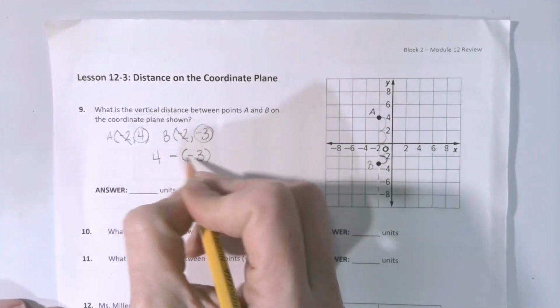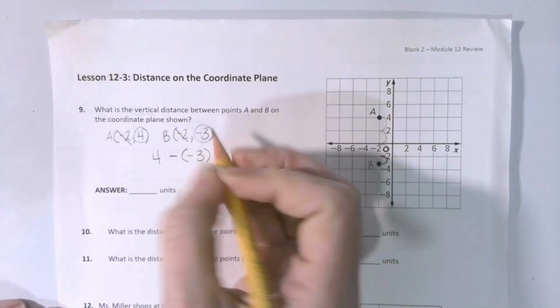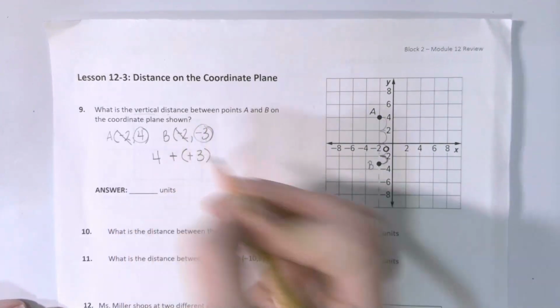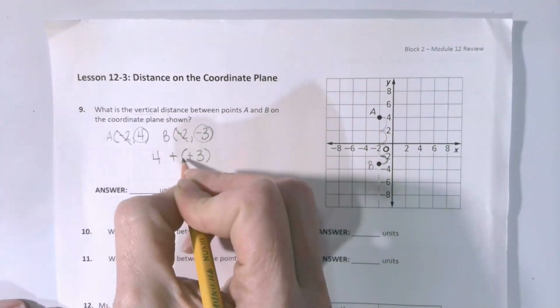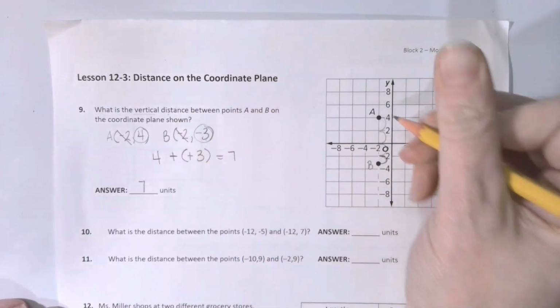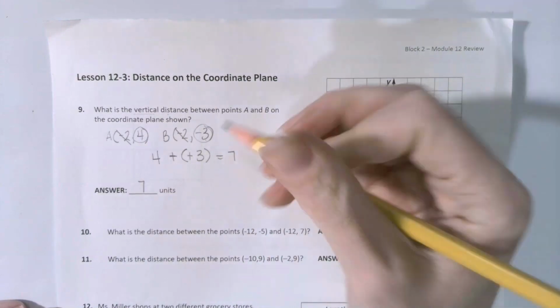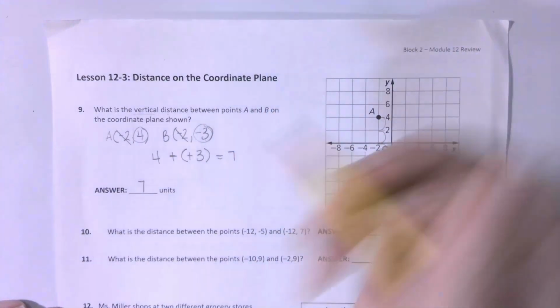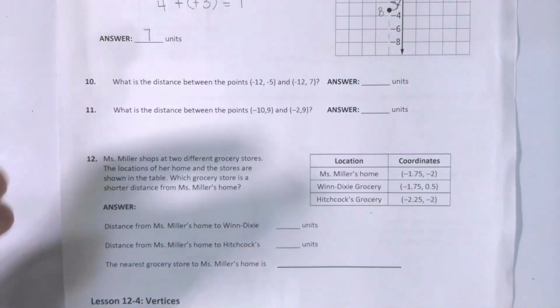And what happens when we subtract a negative? It's the same thing as adding the opposite. So this is really 4 plus 3, which is 7. That's the exact same answer that we got by counting on the grid. But it's safer this way, okay? Now, what if you don't have a grid? Well, now we know what to do.